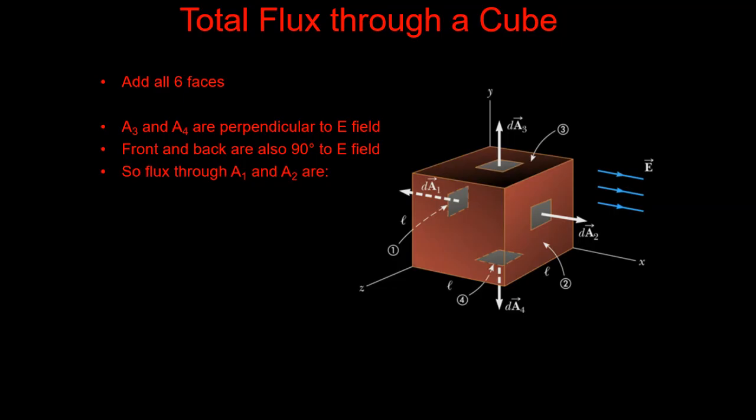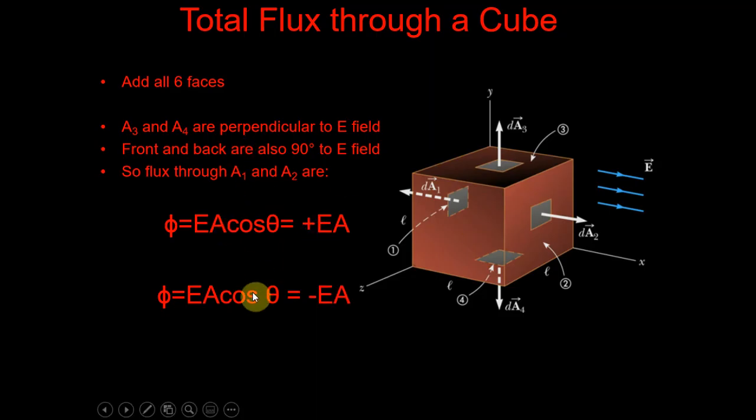So the only flux we have, the only place where the electric field is running through a face of this cube because of the orientation of this cube, is the electric field running through A1 and out through A2. So it goes in A1 and out A2. That means that phi will end up being EA cos theta for both cases. It will be plus EA for A2, and it will be minus EA for A1. That's because A1 is going against the field in the negative opposite direction, and A2 is going with the field.